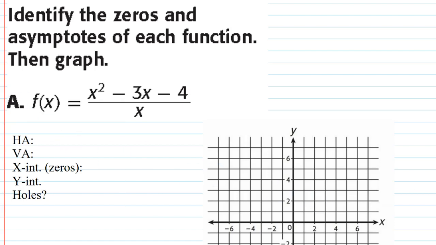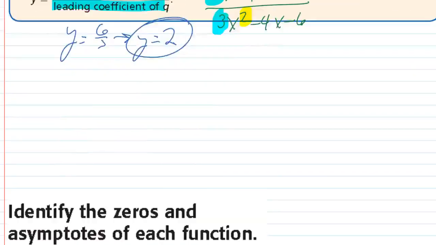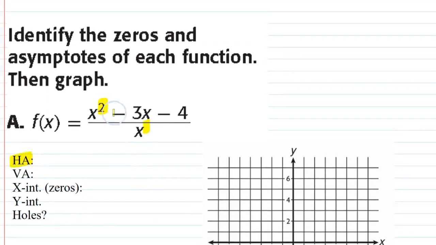The first thing we do is look for the horizontal asymptote, because I don't have to touch the problem in order to look for the horizontal asymptote. The degree on the top is 2. The degree on the bottom is that invisible 1. Well, if I go back up to what we just said, the degree on top is greater than the degree on the bottom, then there's no horizontal asymptote. So here, the degree on top is greater than the degree on the bottom, so I'm going to say no horizontal asymptote, or we could have said none.